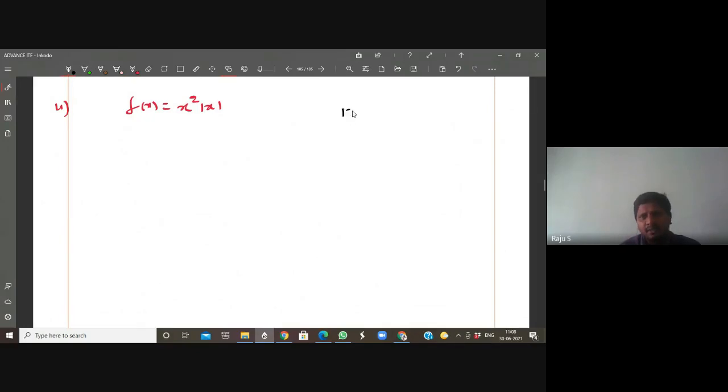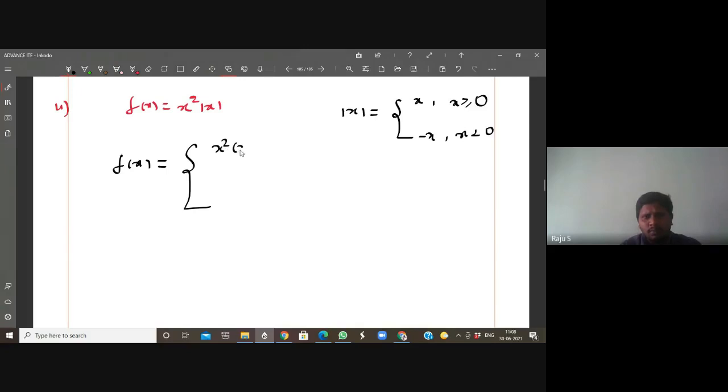See here, in the given question modulus x is given, there are two different cases, right? Plus x, x greater than or equal to 0, minus x, x lesser than 0. Am I right? Now here also I am going to write the function as two cases, or you may write the three cases also. That's your wish. Okay, x square into plus x, here x greater than or equal to 0. x square into minus x when x is lesser than 0.